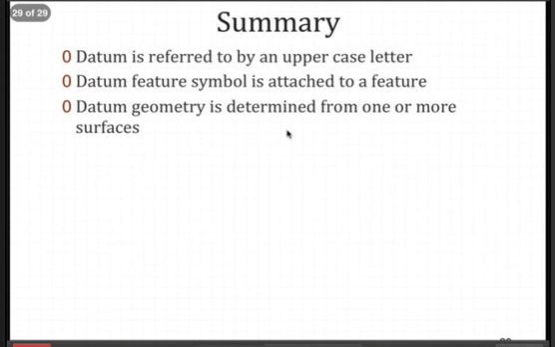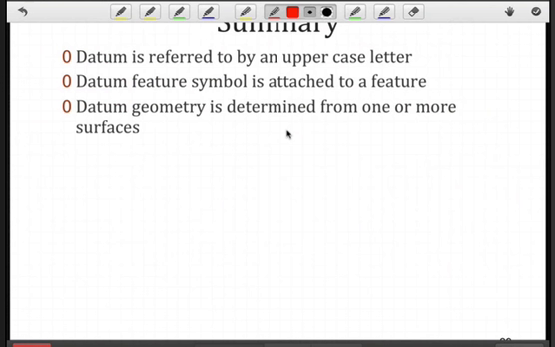So a datum is always referred to by an uppercase letter, and our datum feature symbol is attached to a feature. So you need to identify that feature. That's critical. If you're going off of the wrong feature, you're going to make a lot of mistakes. So make sure you have the right feature, and from that feature, you will determine the datum geometry using one or more surfaces. Don't forget the nuance. If we're attached to a dimension line, that's going to refer to a completely different datum than if we are just attached to the extension line. So now that we know about datums, the next stage is how do we put the datums together and use them to describe our relationship.